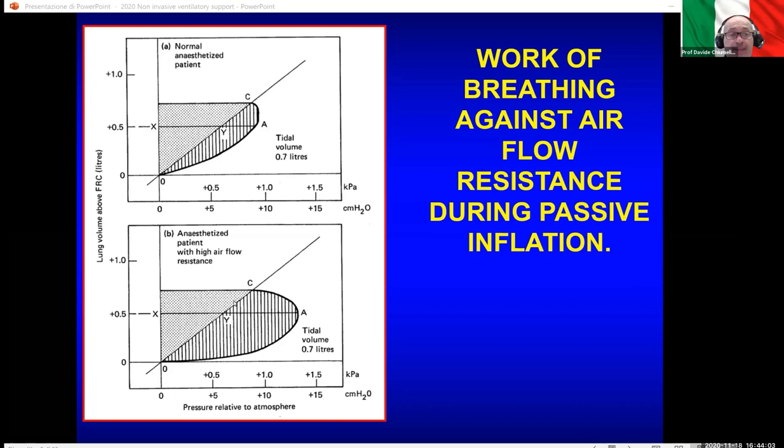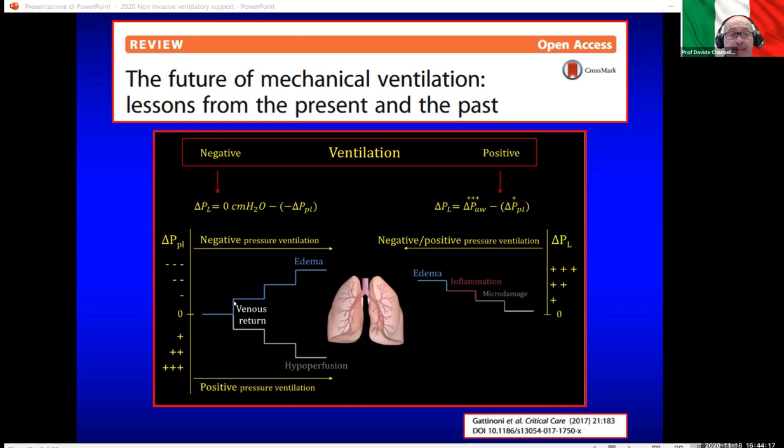So try to put together: in passive condition, or in assisted mechanical ventilation or spontaneous breathing, we have to increase the transpulmonary pressure. And the higher the transpulmonary pressure, the higher the damage that could occur in the lung. So a possible increase in ventilator-induced lung injury.